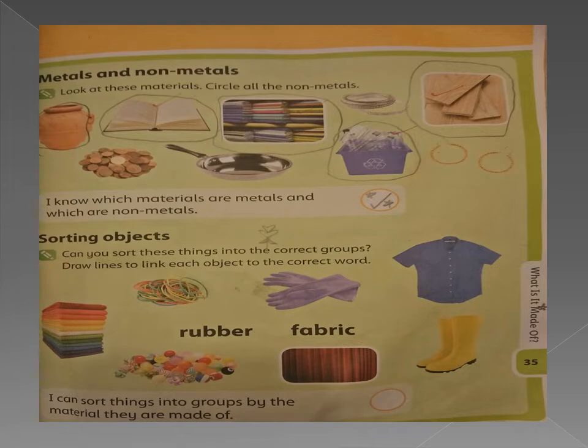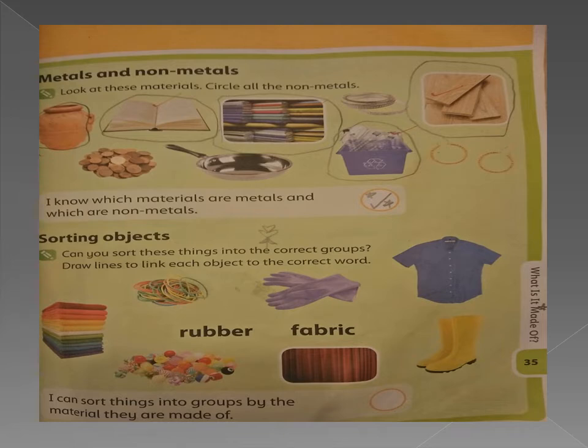So first we have the towels. You know that towels are made up of rubber or fabric. Towels are made up of fabric, so draw a line and match the towels with the word fabric. Then there are rubber bands. Rubber bands are made up of rubber, match rubber bands with the word rubber. Then there are rubber gloves, match the rubber gloves with rubber. Then there is a t-shirt.